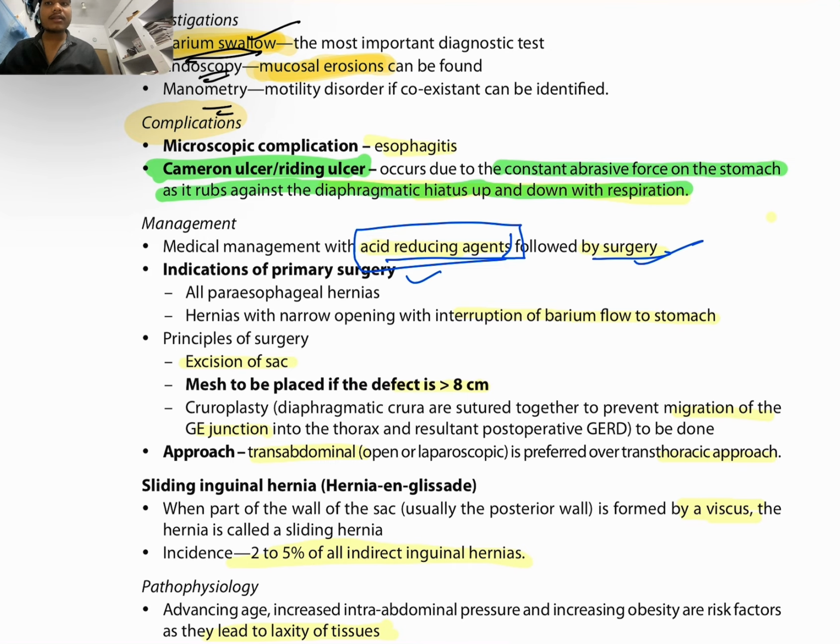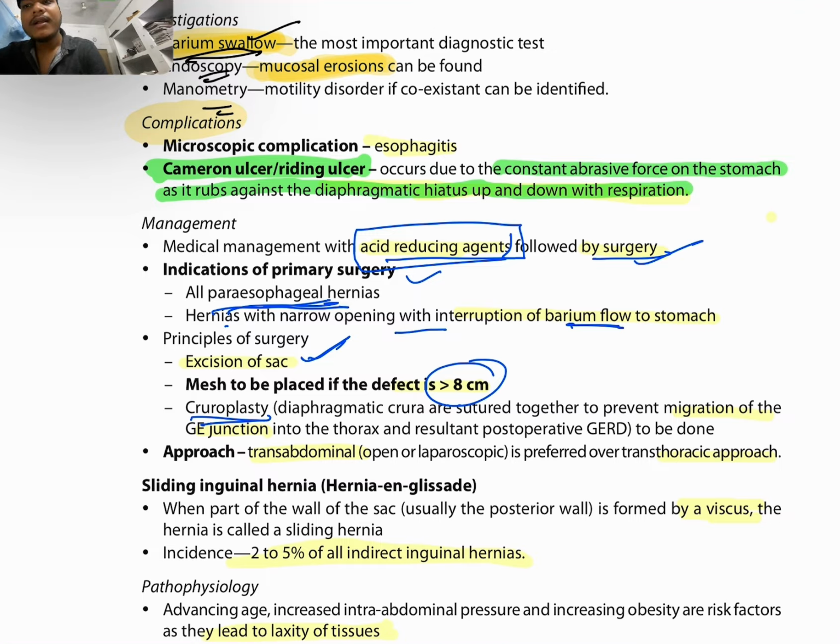Surgery is indicated in all paraesophageal hernias and in hernias with a narrow opening with interruption of the barium swallow. Even if the barium swallow is interrupted, we will go for surgery. So what will we do in surgery? There will be excision of the sac, and mesh is placed if the defect is more than 8 centimeters. Or also cruroplasty, where the crura are tied together.